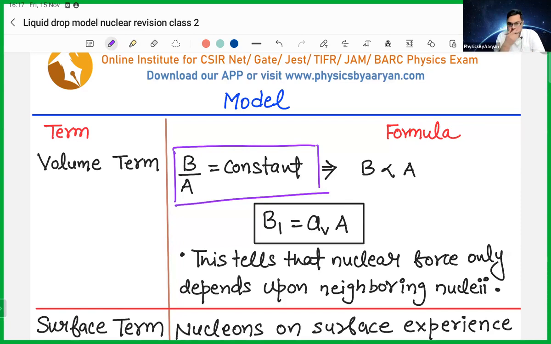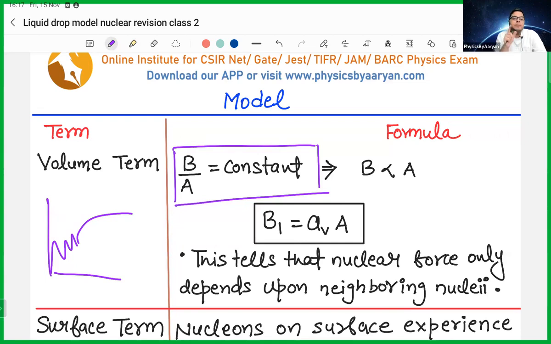And that we saw: binding energy per nucleon remains constant. How? Because if you see the graph, in the middle part of the graph, binding energy per nucleon is constant. But again, let me not manipulate you in this direction, because this was an experiment. Now we are on theory.